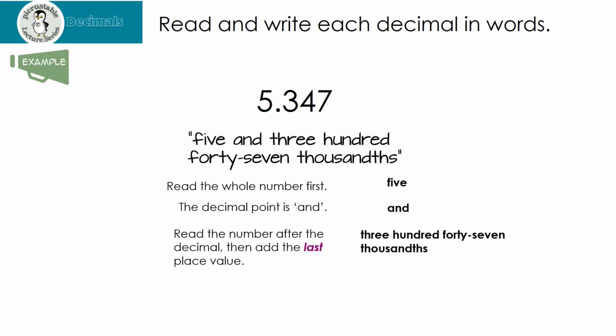Did you notice that I hyphenated 47? That's pretty important. We're still using the rules from whole numbers. How did I get thousandths? The 3 is in the tenths, the 4 is in the hundredths, and the 7 is in the thousandths place. We always add the last place value. That's how I knew it would be 347 thousandths.